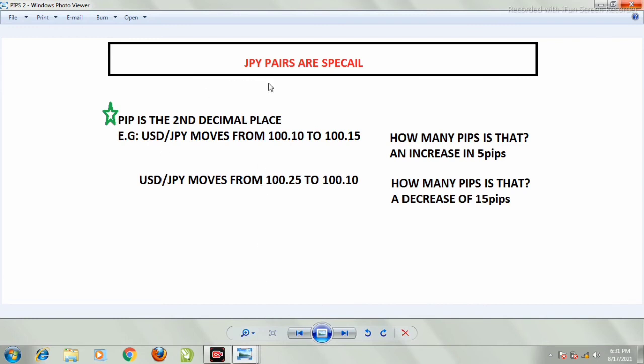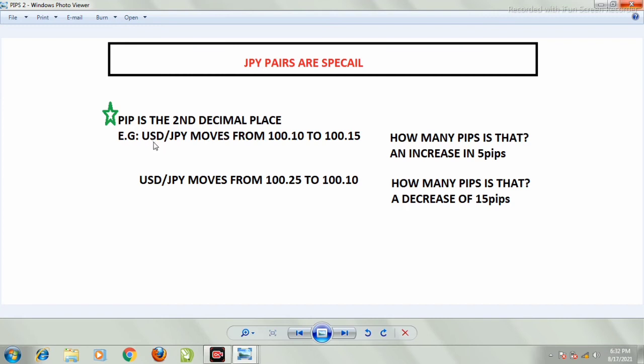The Japanese yen is a special currency. It has its own decimal place. In a Japanese yen pair, the pip is the second decimal place. Every currency pair that carries the Japanese yen, JPY, is special, and its pip is the second decimal place.